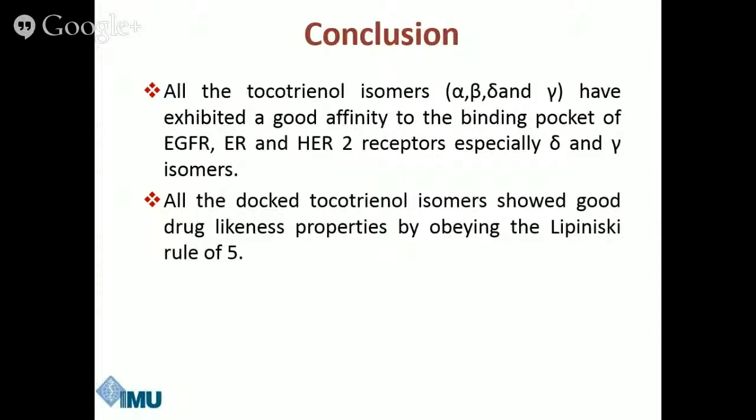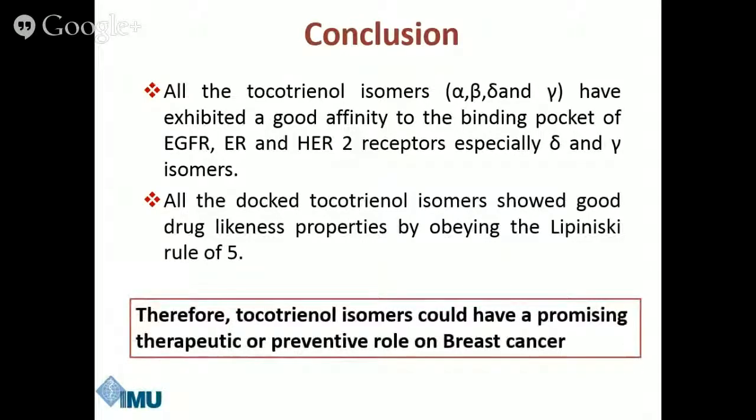All the tocotrienol isomers showed good drug likeness properties, obeying the Lipinski rule of 5. So maybe, therefore, tocotrienol isomers could have a promising therapeutic or preventive role in breast cancer. This is my references. Thank you.